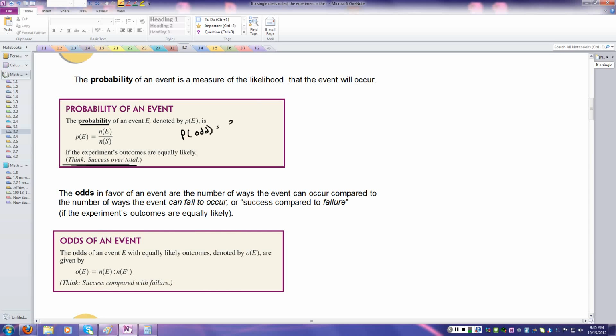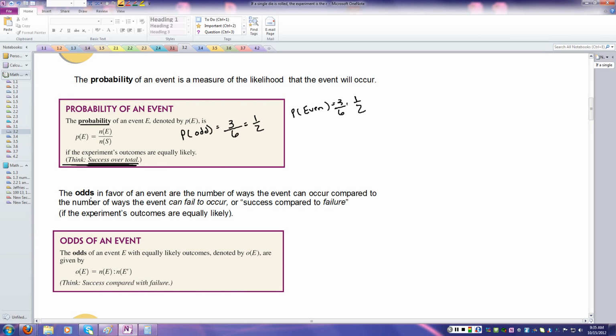So you could think of the probability of it being odd. Well, there's 3 odd ones, right? 1, 3, and 5 are odd out of 6 total. So the probability that it's odd is a half. And the same thing with the probability of it being even, right? 3 out of 6, which equals 1/2. If I add these up, I get 1, which makes sense because it's either even or odd. So think successes over total.